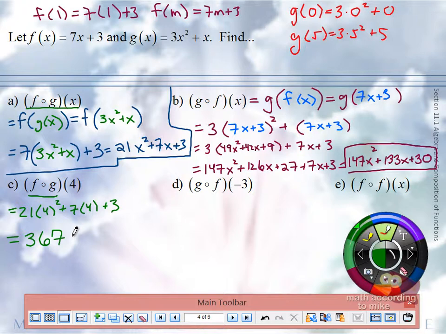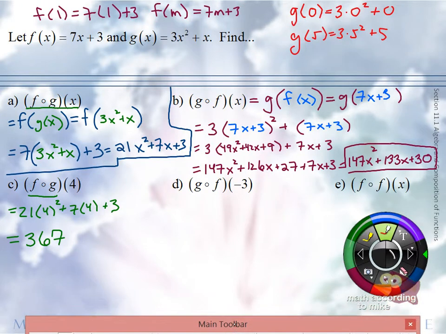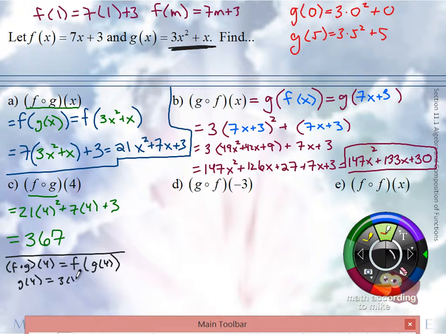But what happens if you did not have part A done already? How could you do the problem? Well, you can go by the definition of composition. F circle G of 4 by definition means f of G of 4. Well, to find G of 4, we'll put 4 in for the x in the function G of x. So off to the side, G of 4 would be 3 times 4 squared plus 4. Because that's 16 times 3 is 48 plus 4 more, 52.